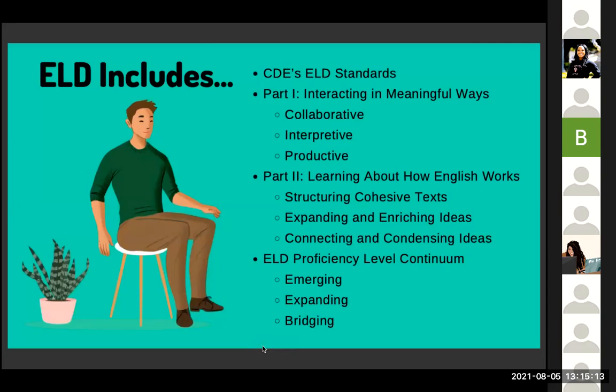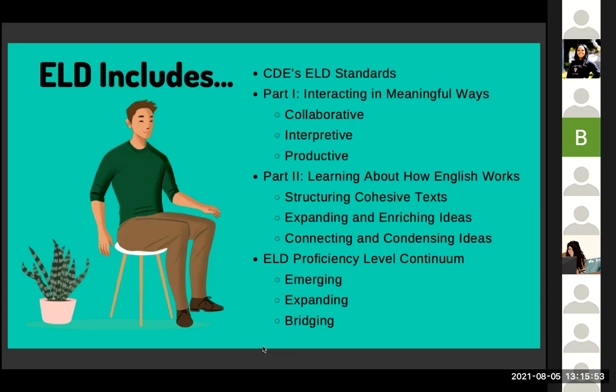All right, so English language development also includes standards that go along with it. We'll dive into that a whole other time. Remember, this is just an overview. We will be learning how to interact in meaningful ways with our kids and how to get them to interact in meaningful ways. We will be learning how English works and how to teach students and give them little strategies and tools to expand and enrich their vocabulary and connect and condense ideas and be able to structure, like I said, cohesive texts. And as you know, they're not just ELs, they have different levels.